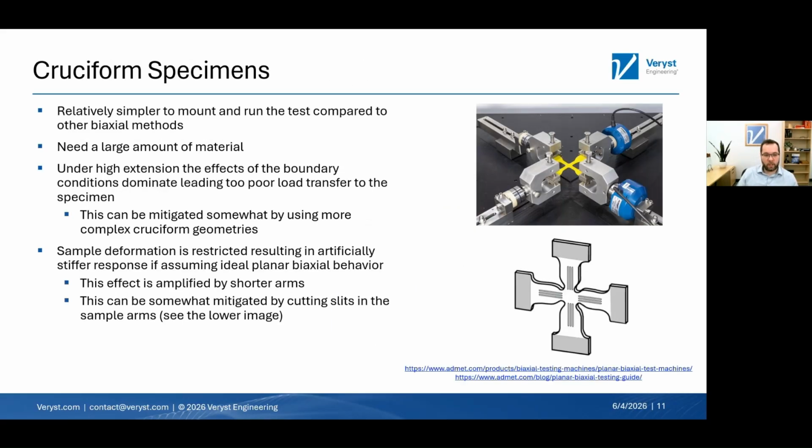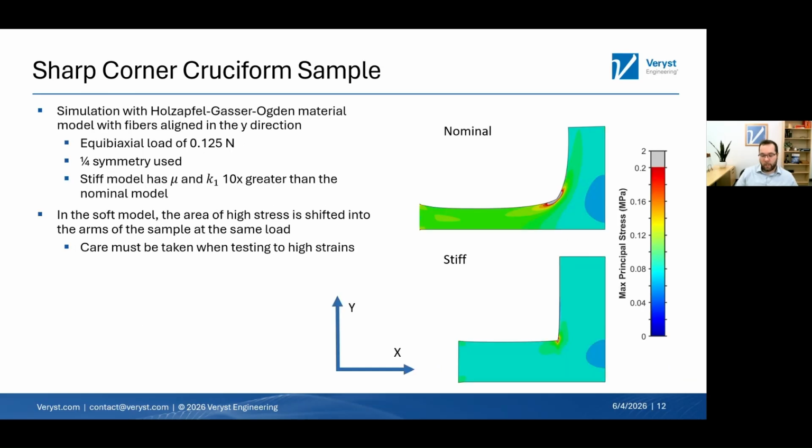And this is ready to demonstrate this concept I'm talking about in the third bullet point, that under high extension, the effects of the boundary conditions dominate. And we can see that here, that in the nominal that's more extensible, if you actually look at the central region of the sample, so this bottom right-hand corner, which will be the central region in a full sample, you can see that the strain field is hardly different, even though the extension is considerably more.